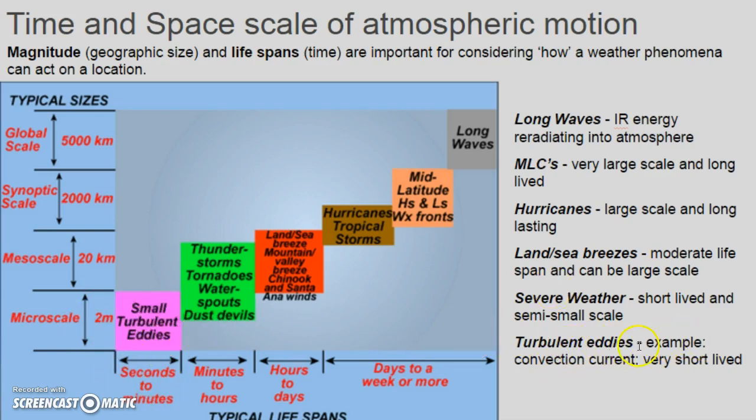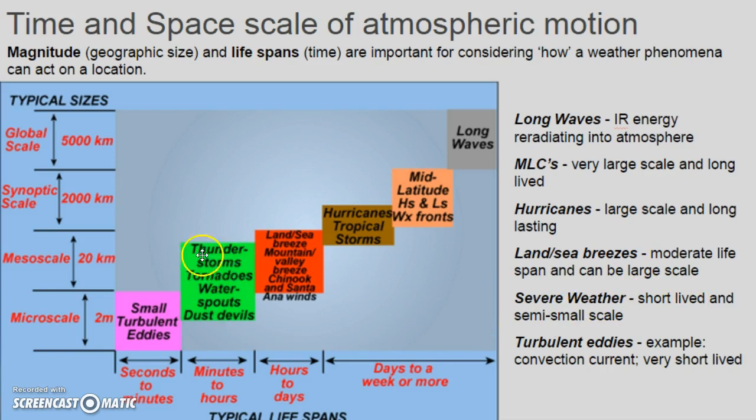An example of a turbulent eddy would be a convection current. Very, very short-lived. Air could be rising, air could be descending. It's just a very short-lived energy. It's on a small scale, micro scale, and they last seconds to minutes. On a slightly larger scale, which is referred to as mesoscale, we have severe weather. We can call it thunderstorms, tornadoes, waterspouts, dust devils. These are relatively short-lived and semi-small scale.